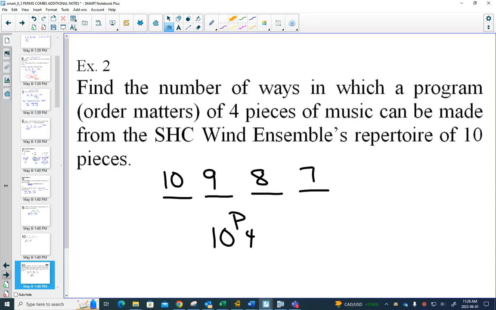Where is it nice to use the 10P4? Well, if they had 100 pieces of music and we're going to make a 5-hour concert that played 25 of them, you don't want to write out 25 spaces. So then the formula might be nicer. But for most of our questions, it won't be that many spaces. You're going to find using the spaces, decisions, and choices easy.